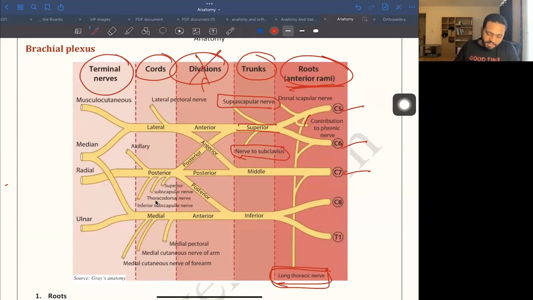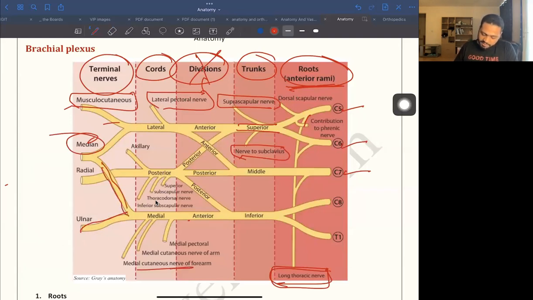The cords give many branches. So the lateral cord will give you the lateral pectoral nerve, the musculocutaneous nerve, and part of the median nerve. The medial cord will give you many branches, okay? And these branches are ulnar. So number one, ulnar, and it will participate in the median as well. And it will give the medial cutaneous nerve of forearm, medial cutaneous nerve of arm, and medial pectoral nerve, okay?